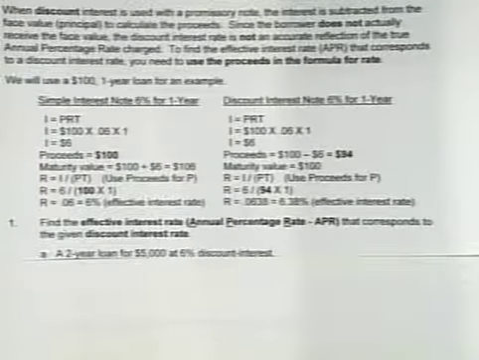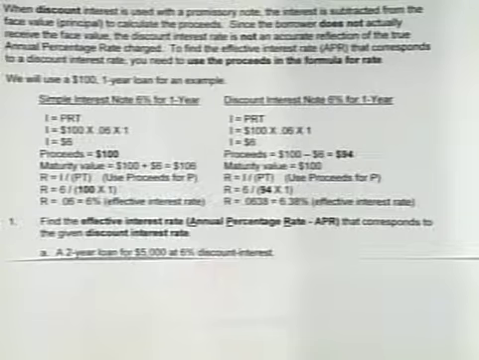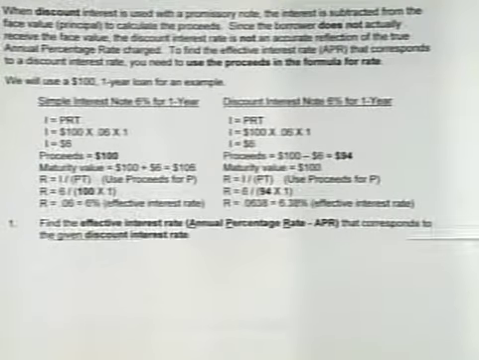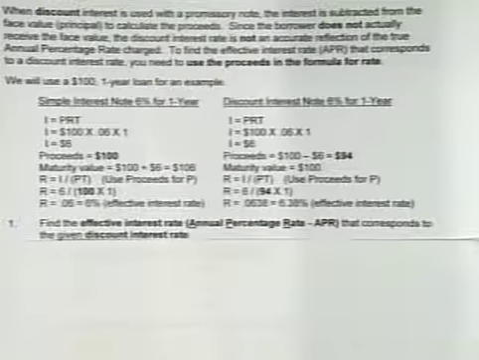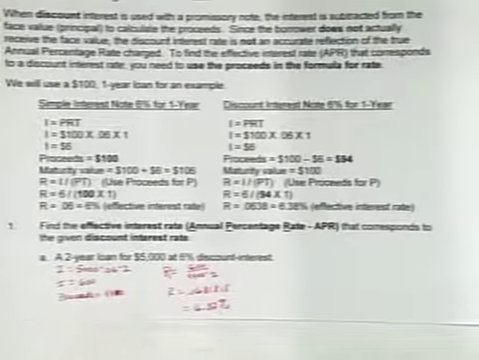First of all, is the actual answer going to be bigger than 6% or less than 6%? Bigger. That's right. Okay. How much interest are you going to pay? $600. What are the proceeds going to be? $4,400. Okay.